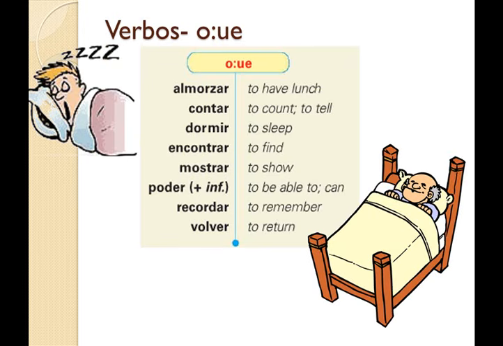Okay, now here we have a list of O to UE stem changing verbs. So all of these verbs follow that pattern that I just showed you in dormir. Let's practice saying them. Almorzar, contar, dormir, encontrar, mostrar, poder, recordar, and volver.